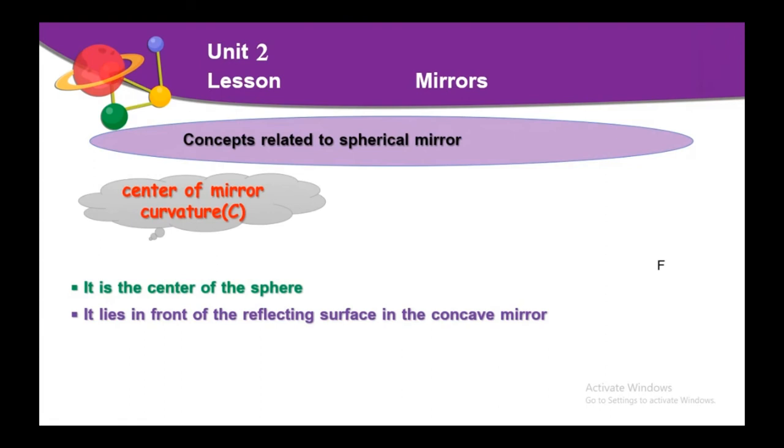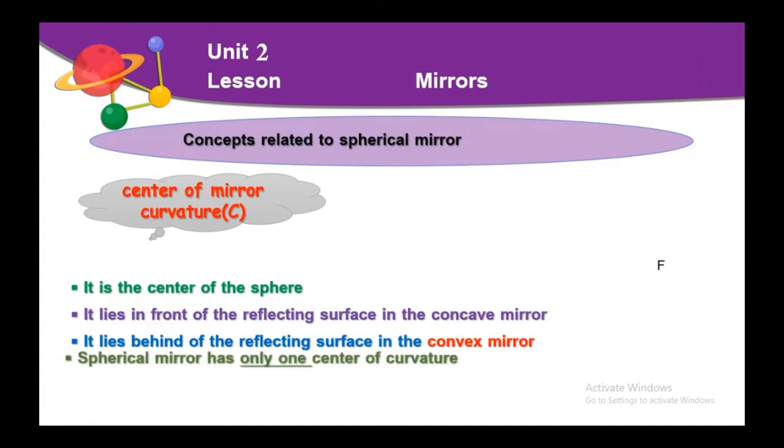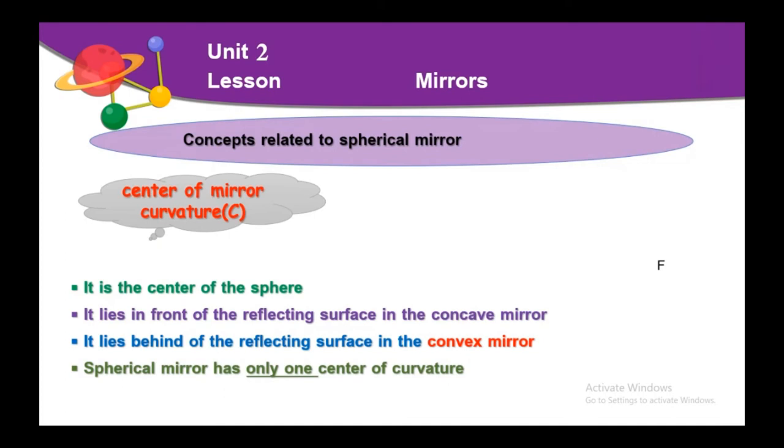It is the center of a sphere. It lies in front of the reflecting surface in the concave mirror, but it lies behind the reflecting surface in the convex mirror. A spherical mirror has only one center. The focal length equals the radius over 2. That is the spherical mirror.